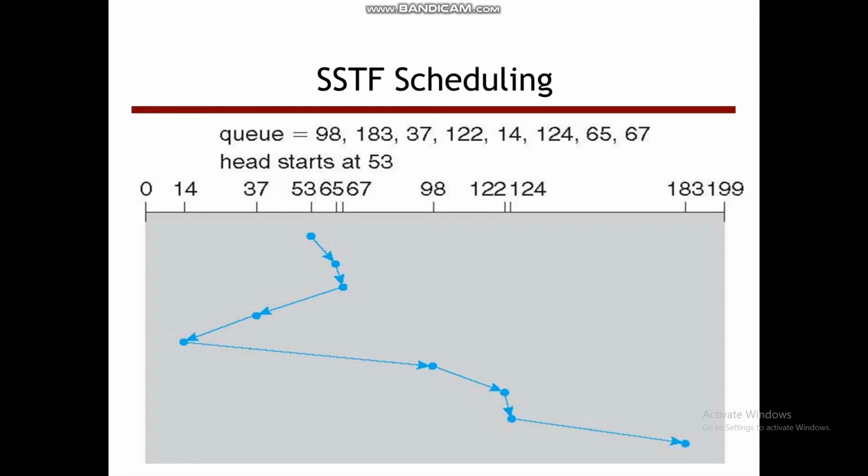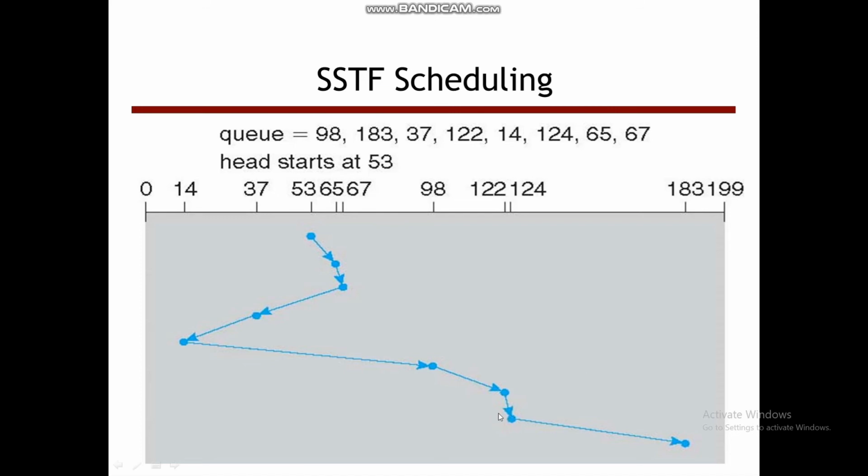But in the previous example, to process first come first serve, there was a wild movement from 122 to 14 and again from 14 back to 124. Here it is directly moving from 122 to 124, reducing the seek time.